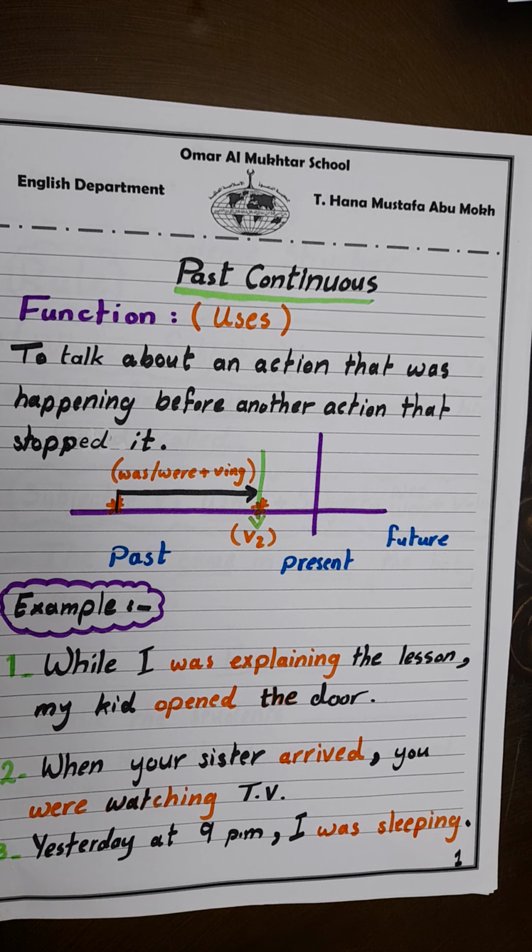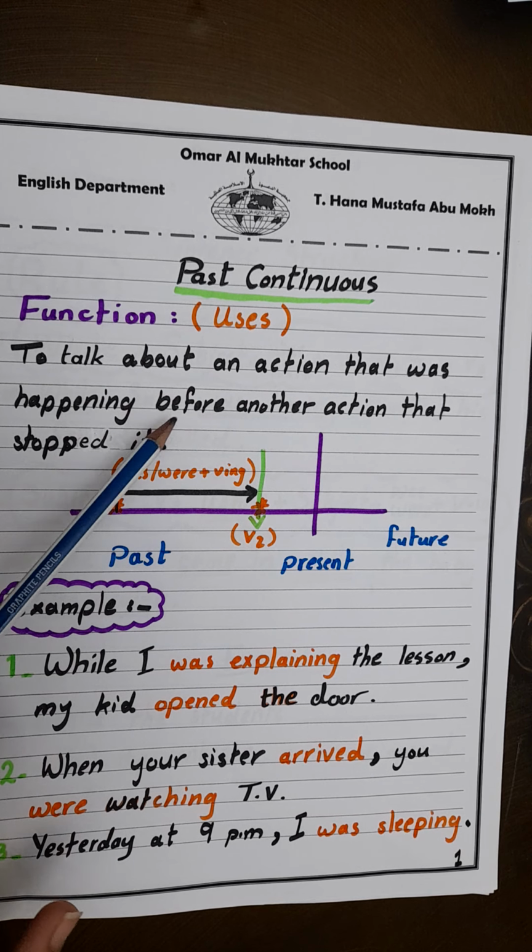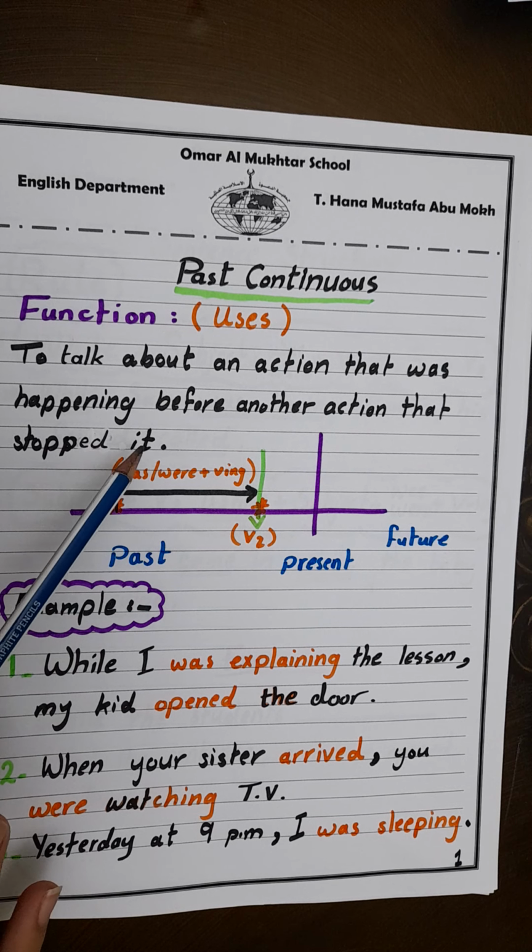Okay, let's just take the function of it. What's the meaning of function? Function is the usage or the linguistic purpose of it. When do I use the past continuous? It is to talk about an action that was happening before another action that stopped it.